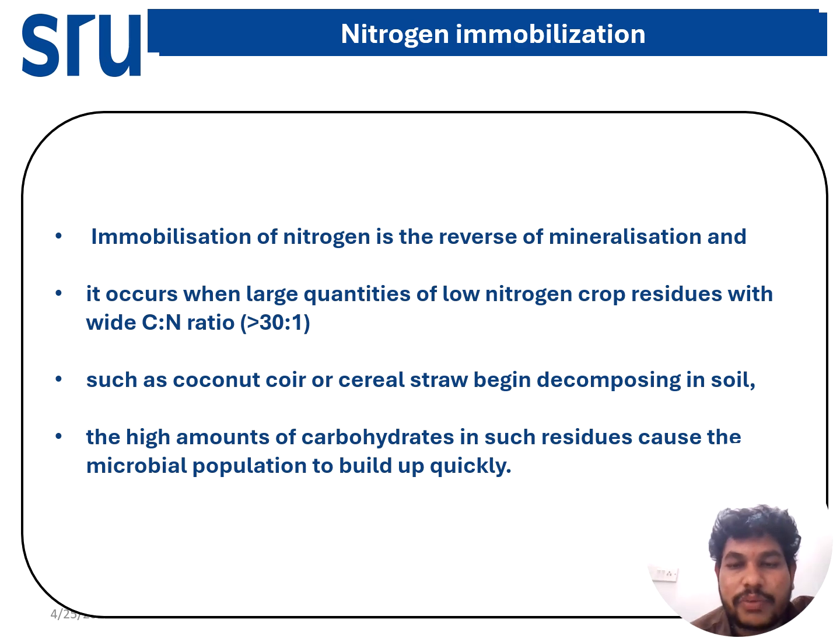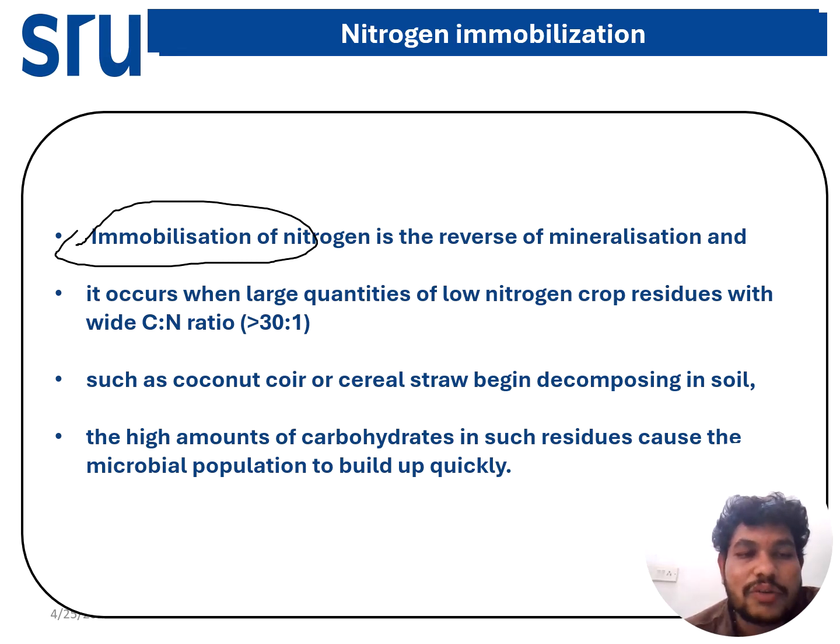In such condition, what will microbes do? They will take the nitrogen from the soil for the growth and development, but the immobilization will continue because the C:N ratio will be high. When the C:N ratio of the crop residue is less than 20:1, then mineralization will start. This immobilization process will occur in high-carbon cereal residues where the C:N ratio is nearly 70 to 100:1.